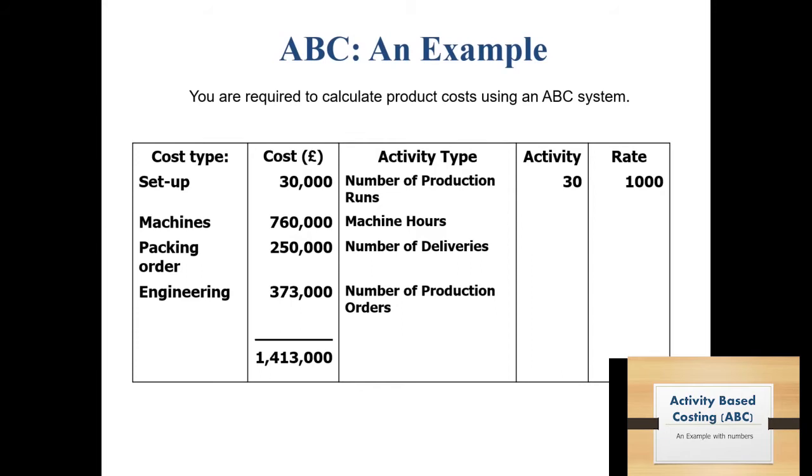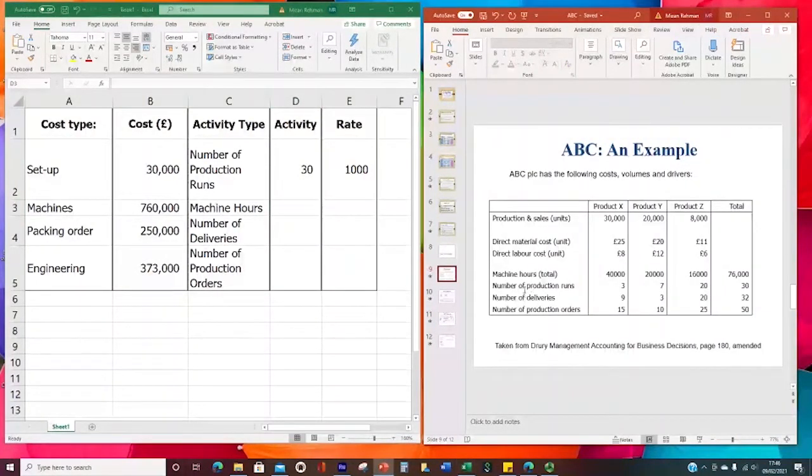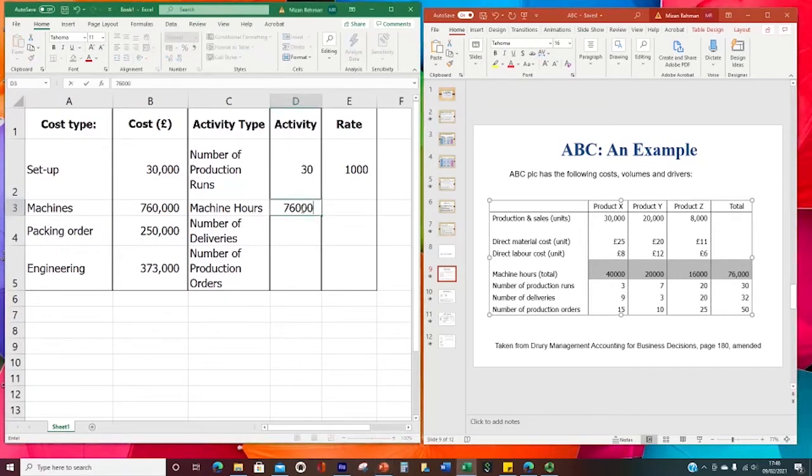760,000, that's the total cost, and machine hours are 76,000. How this rate is calculated, it will make a lot more sense if we do it on Excel. So total machine hours, if you look on the data sheet, our machine hours are given here 40,000, 20,000, 16,000. So the total is 76,000. If we divide our 760,000 with the total machine hours, we get the cost per machine hour.